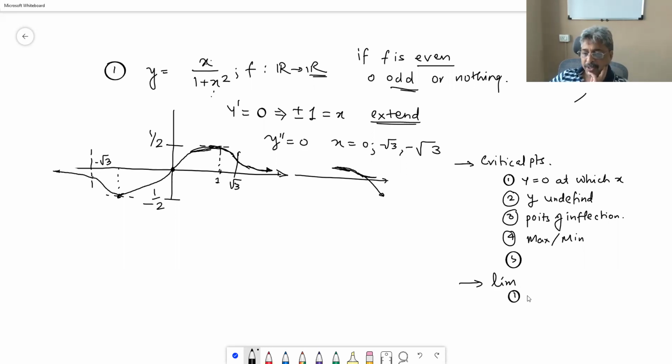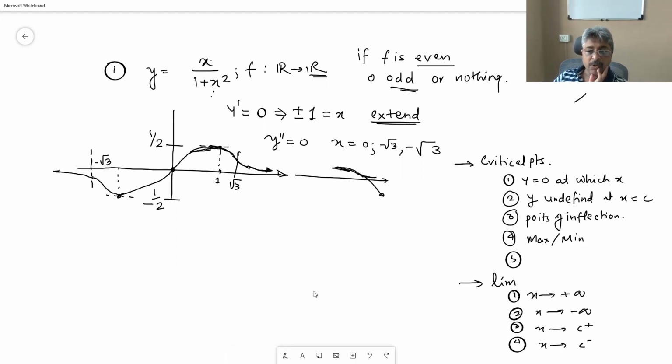1. How do you take limit? X tends to plus infinity. Second, x tends to minus infinity. Third, left of undefined, left of point where y is undefined. Y undefined at x is equal to c, for example. X tends to c plus, or x tends to c minus. So that is the second thing that you are supposed to do.